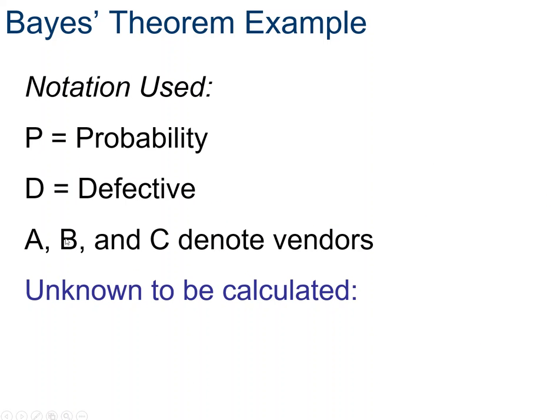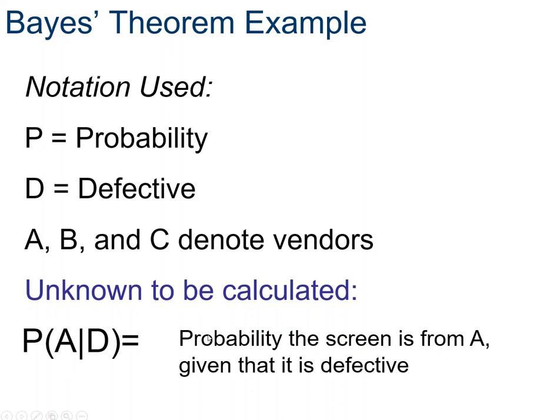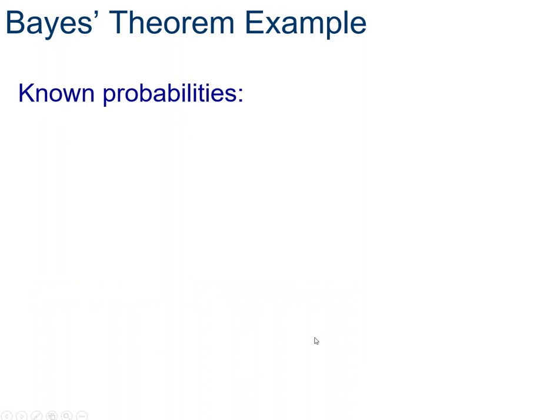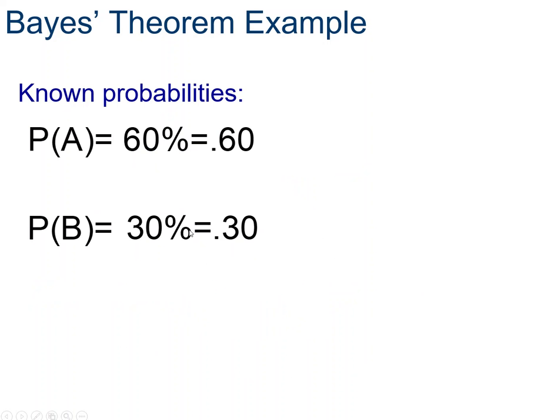So, probability defective D, A, B, and C denotes the vendors, unknown to be calculated. Probability of A given D. Probability the screen is from A, given that it is defective. So, what known probabilities do we have? 60% for A, 30% from B, 10% from C.